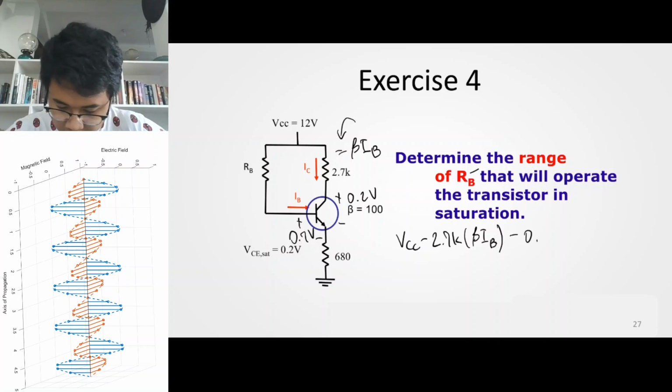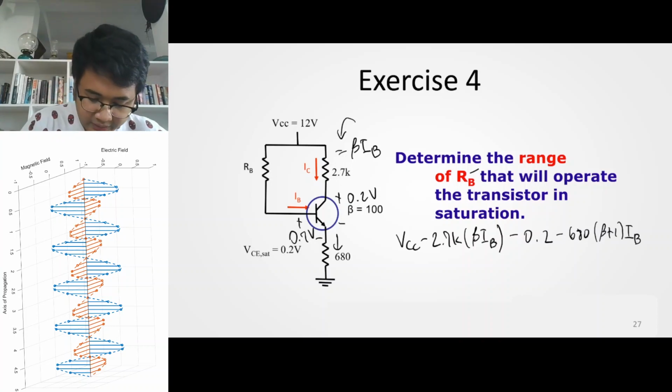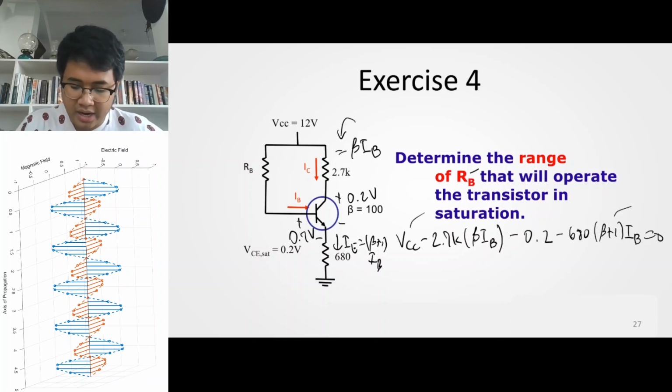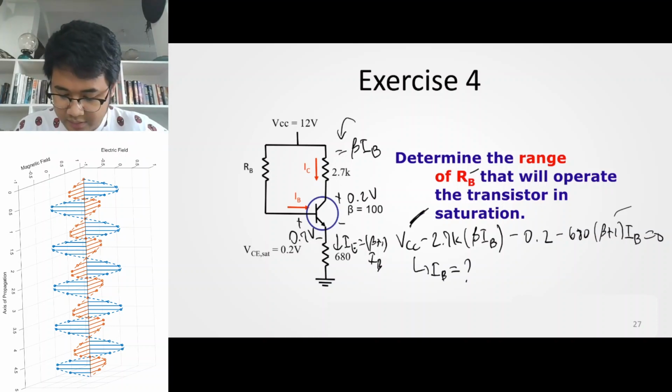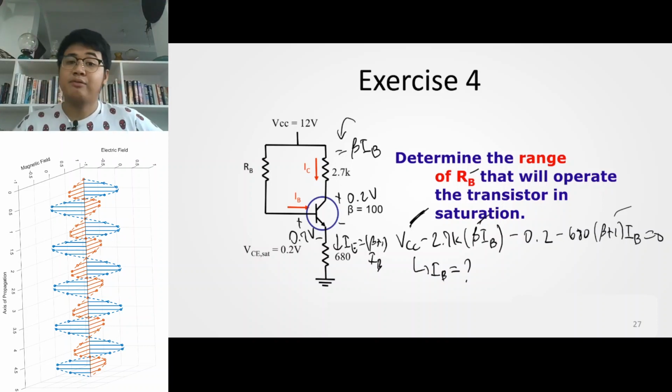Minus 0.2 volts minus 680 times beta plus 1 IB, right? Since IE here, the current here, is equal to beta plus 1 times IB, and that's equal to 0. With this, we can now solve for IB. IB is equal to something, right? Since given VCC, given beta, we can solve for IB. So after we solve for IB, we can now solve for RB.